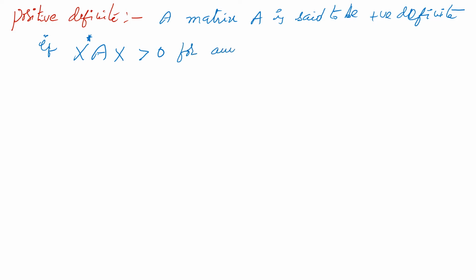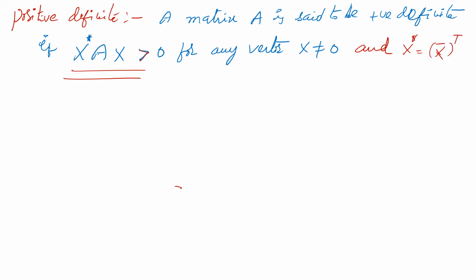For any vector, vector means one dimensional, one column or one row. For any vector X not equal to 0, one can say X transpose A X greater than 0 if X is a real vector. Or X Hermitian A X is greater than 0. And another condition, including this one. What is X Hermitian? I am writing here: X Hermitian is nothing but X conjugate whole transpose, X bar whole transpose.